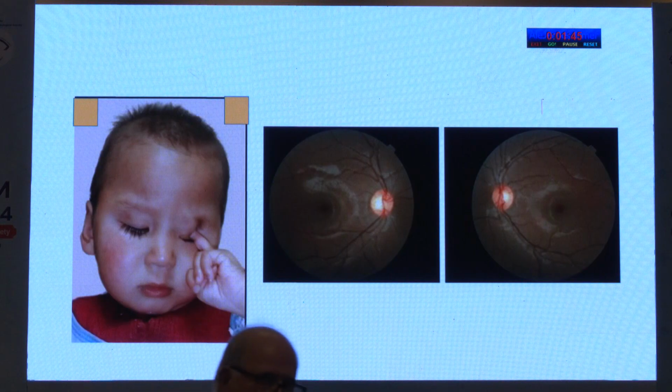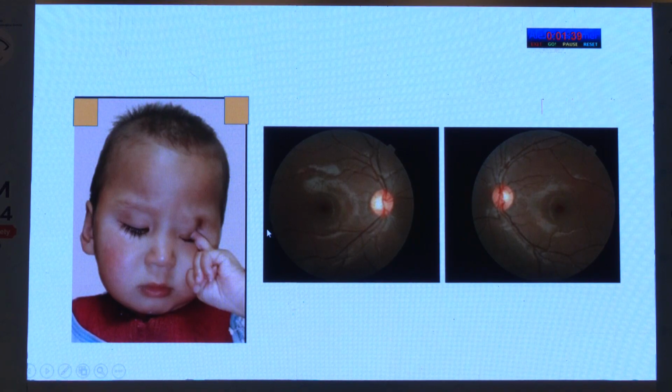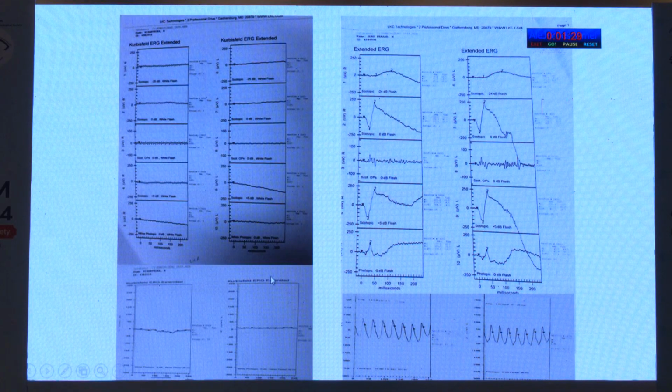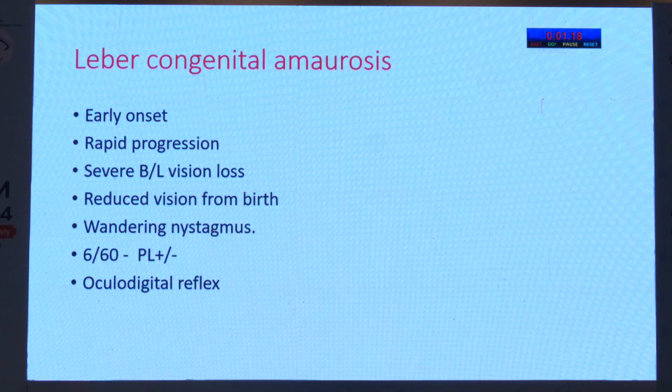Here you see it is classically demonstrating the oculodigital reflex. He is poking the eye and the fundus is absolutely normal. Now if we do the ERG, this is the normal ERG where we should get a normal A wave, B wave and a normal cone system. But here, in a 3-year-old boy, all the waveforms are totally flat lines. So this is a severely dystrophic retina, a case of Leber's congenital amaurosis.